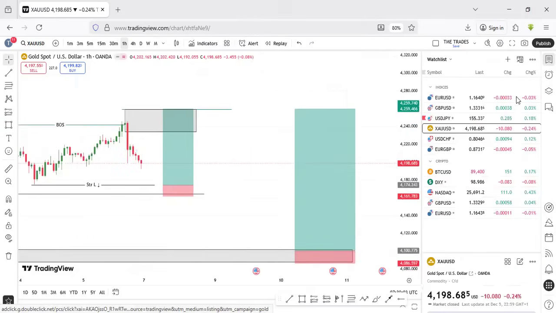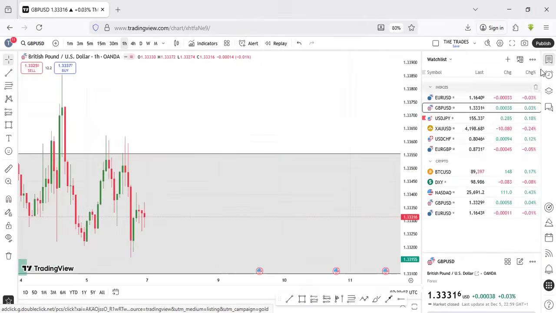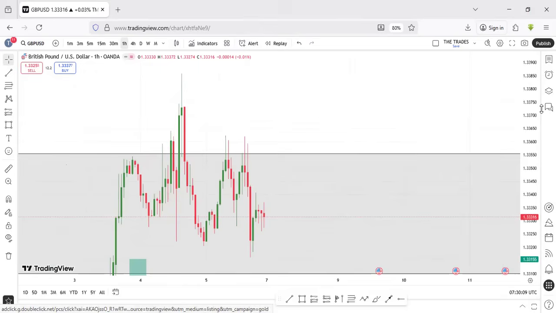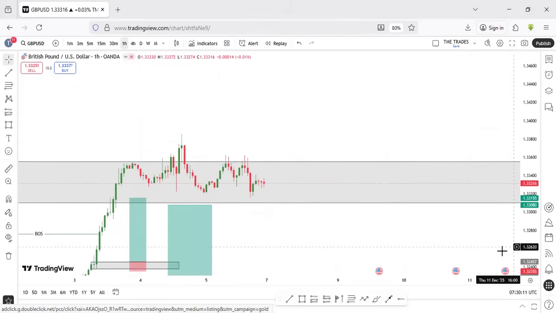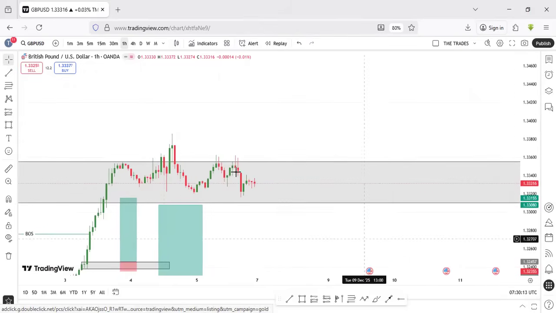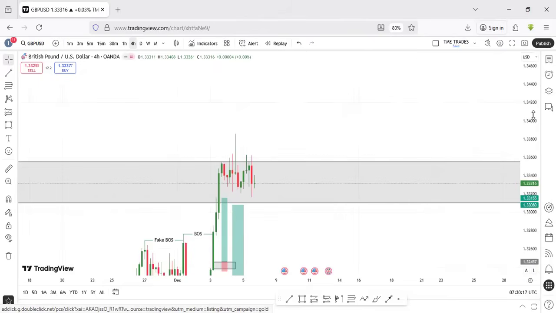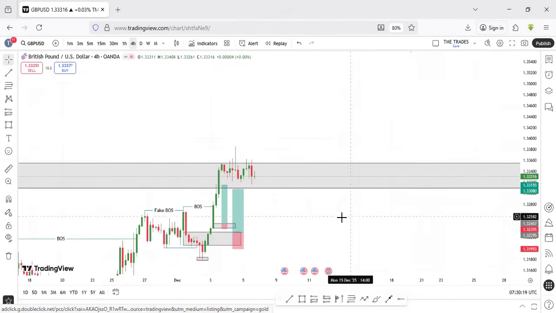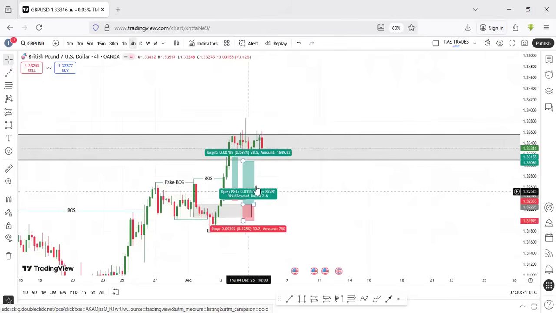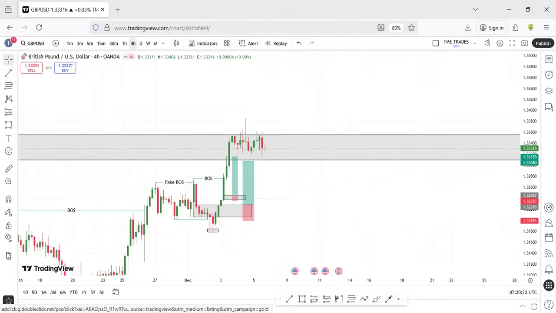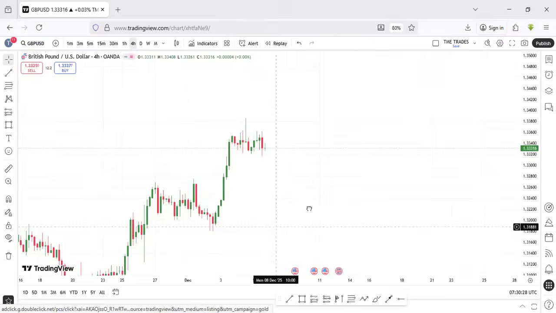Then again, we have a very good order block on our point of interest on GBPUSD. By the way, on GBPUSD, all the points of interest that we were waiting for, that we covered last week, have not been triggered. But let's look at what we currently have here.